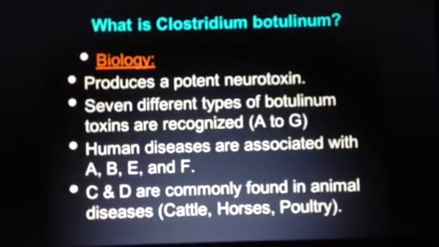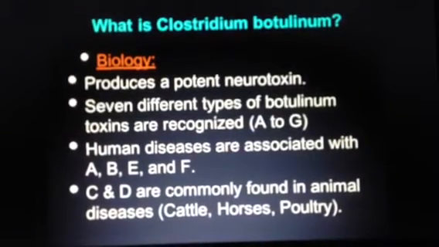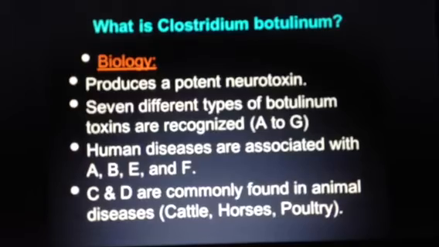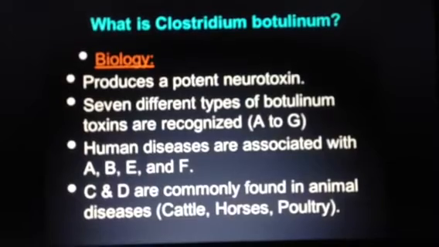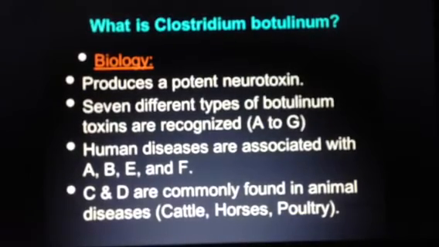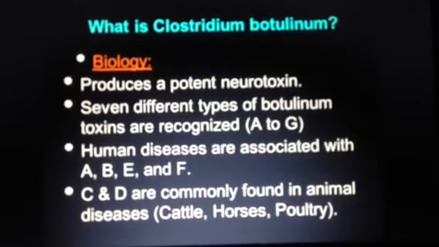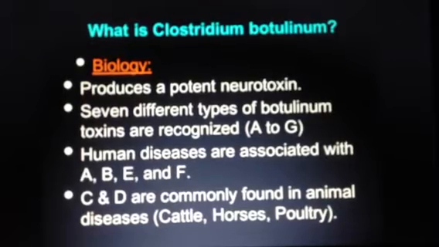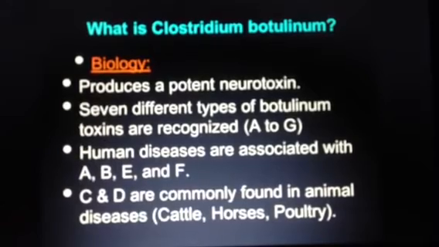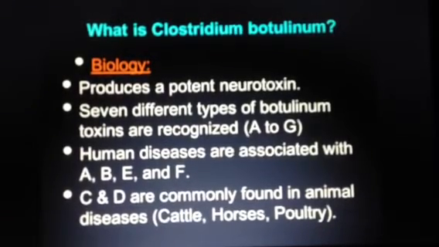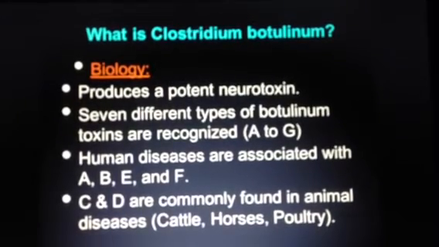Clostridium botulinum produces a potent neurotoxin. There are 7 different types of botulinum toxins that have been recognized so far. They are A, B, C, D, E, F, and G. The ones that are related to human diseases are A, B, E, and F. C and D are commonly found in animal diseases, those with cattle, horses, and poultry.